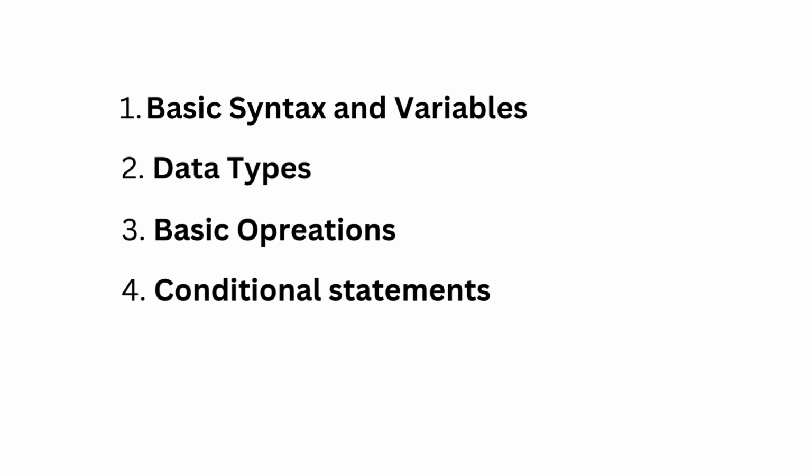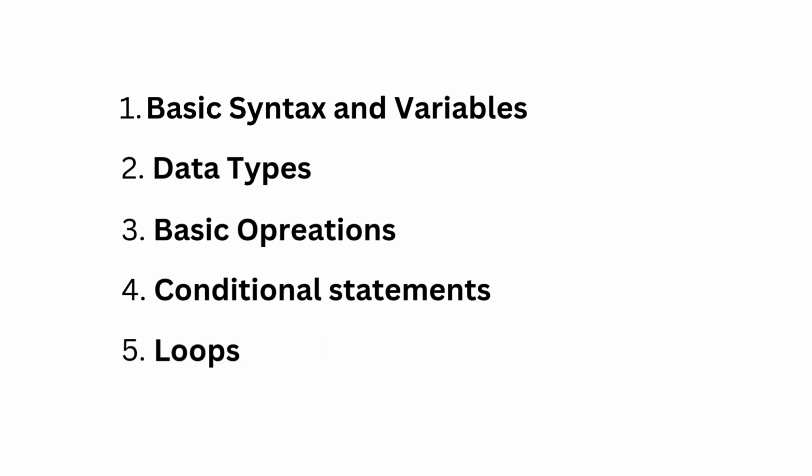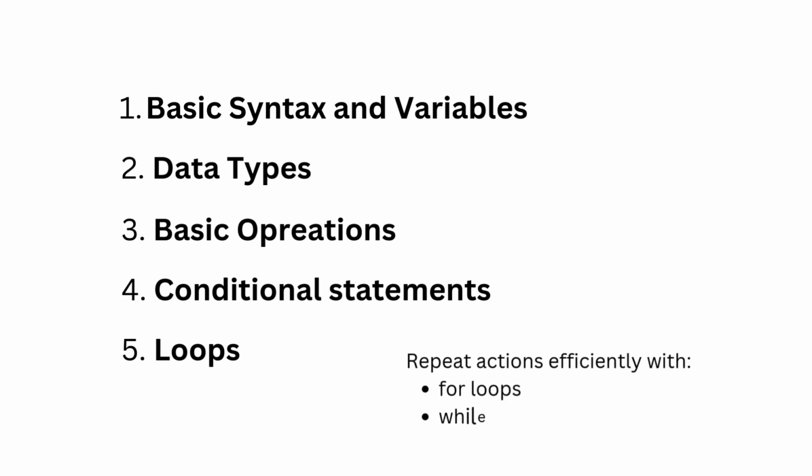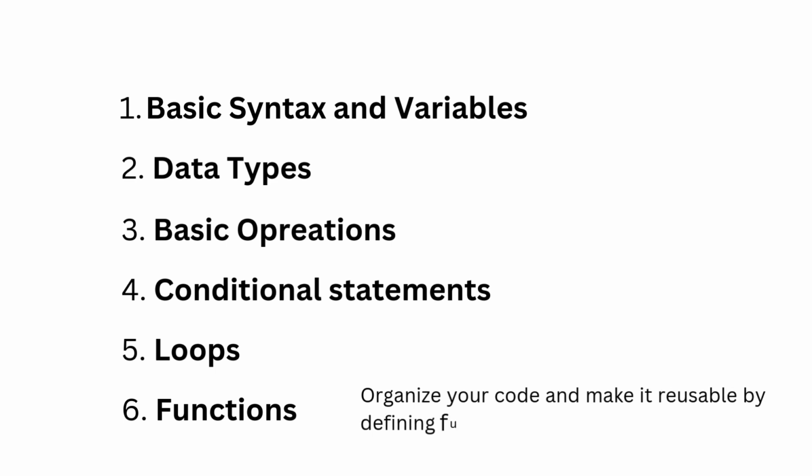Conditional statements. Make decisions in your code using if, else, and else if. Loops. Loops are used to repeat actions efficiently. Two most commonly used loops are for loops and while loops. Functions. Functions are used to organize your code and make it reusable by defining functions.